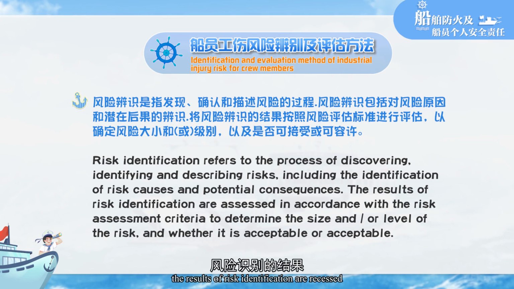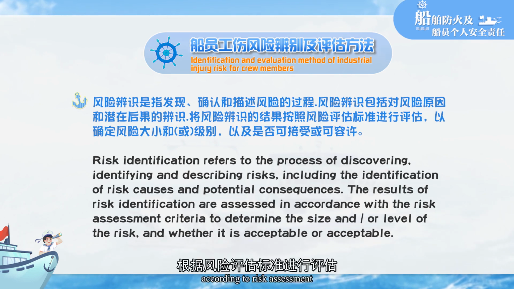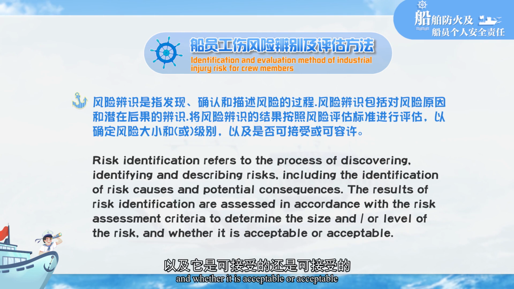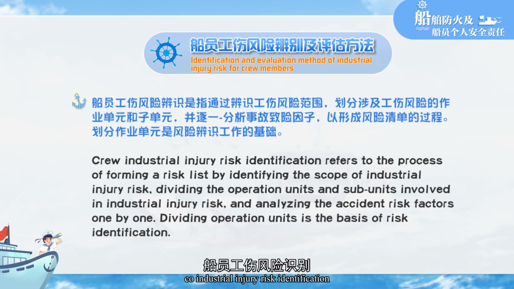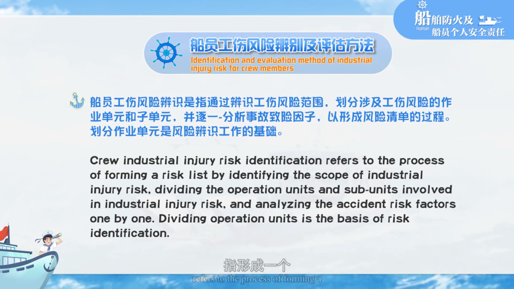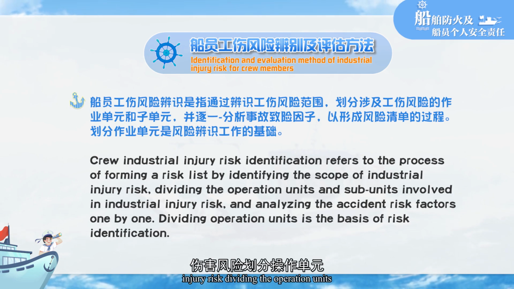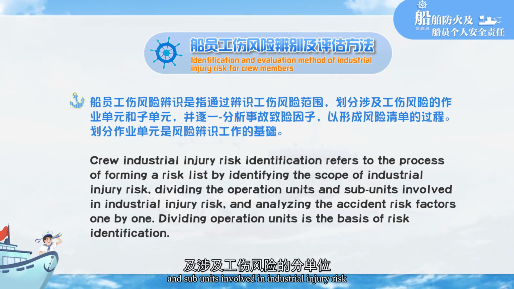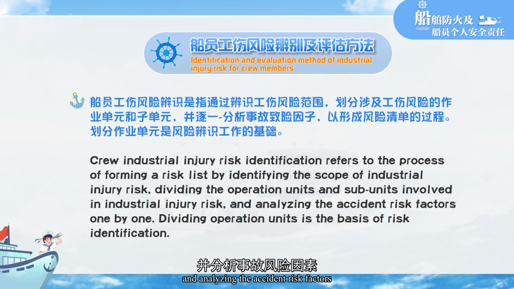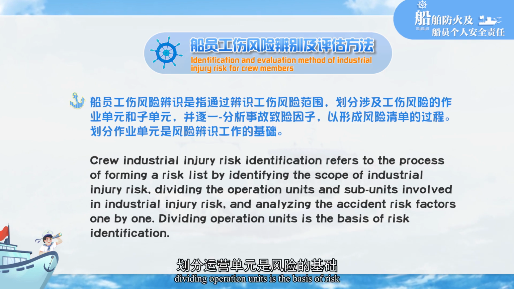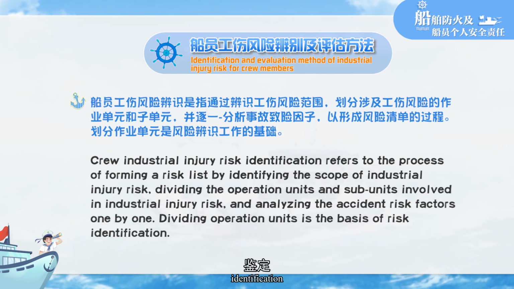The results of risk identification are assessed according to risk assessment criteria to determine the magnitude and total level of the risk, and whether it is acceptable or unacceptable. Crew industrial injury risk identification refers to the process of forming a risk list by identifying the scope of industrial injury risk, dividing the operation units and sub-units involved in industrial injury risk, and analyzing the accident risk factors one by one. Dividing operation units is the basis of risk identification.